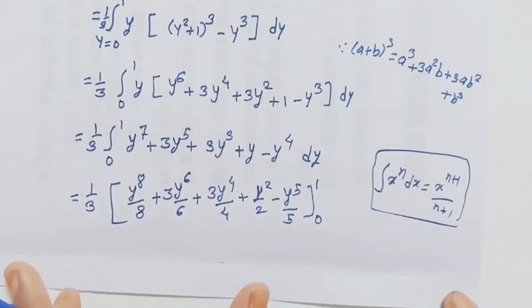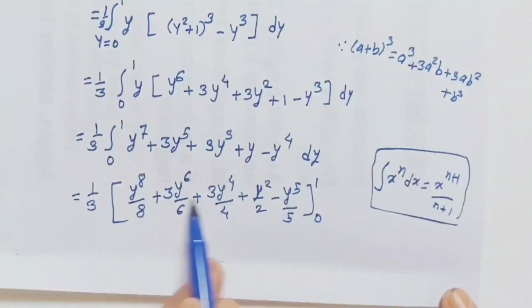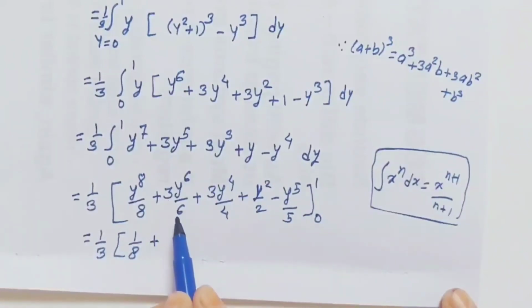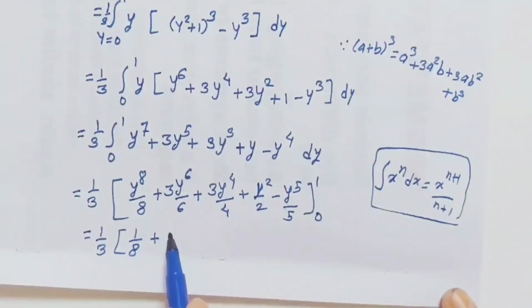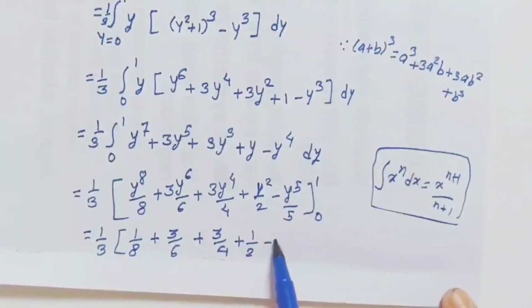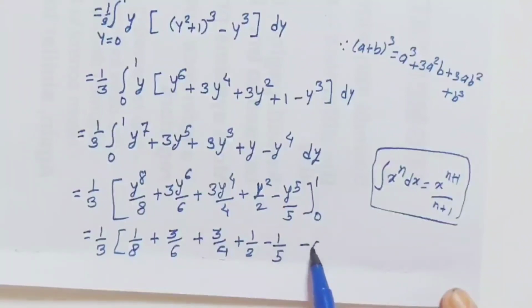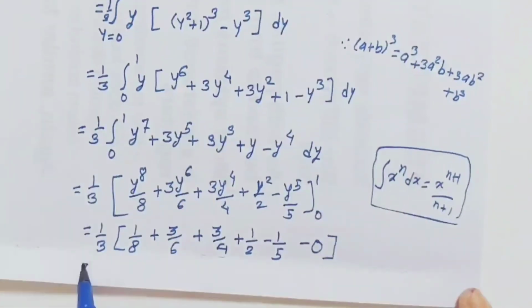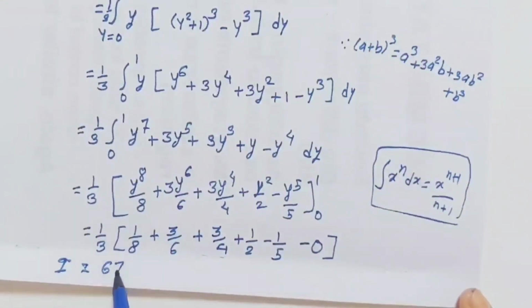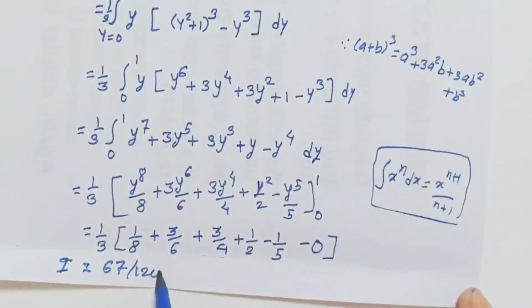If we put upper limit minus lower limit, so for upper limit, that means here put y equals to 1. So 1/3 in bracket, 1 by 8 plus here 3 by 6 remains, so we can write it as 1 by 2, and if you don't want to simplify, you can write 3 by 6 as it is. Then 3 by 4, then 1 by 2 minus 1 by 5. For minus lower limit, the whole term is 0. So here I equals 67 divided by 120.